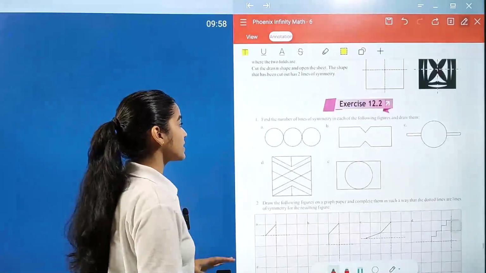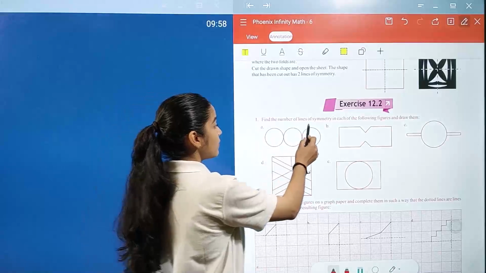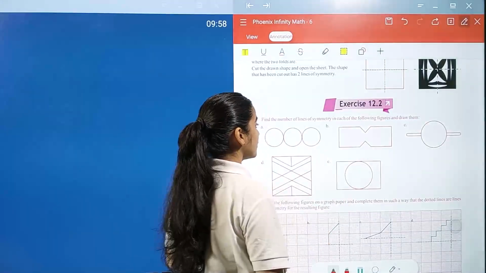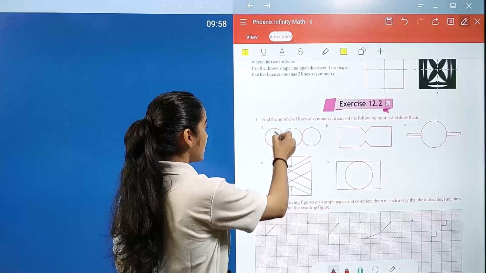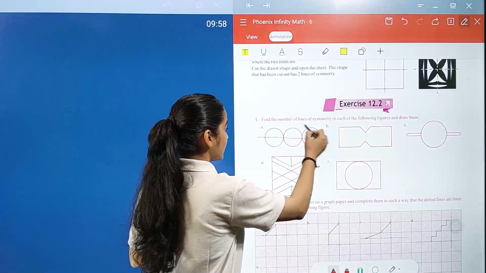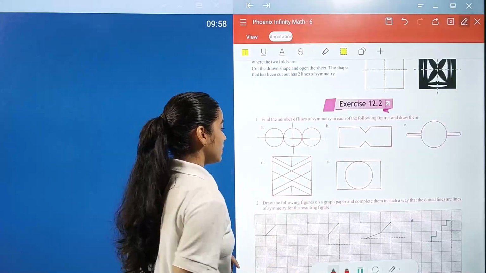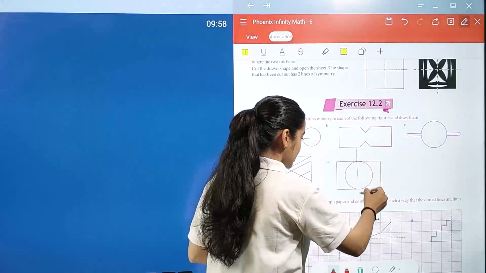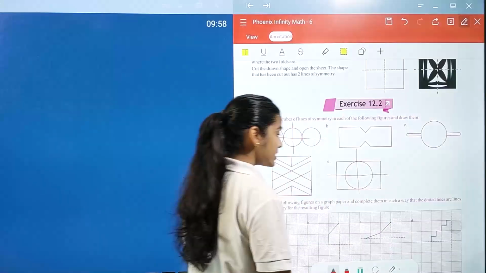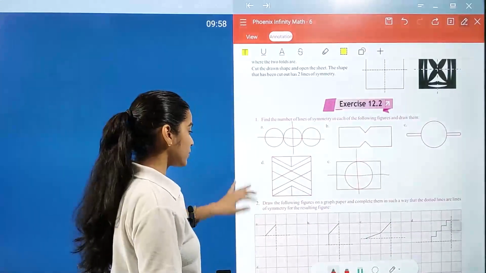So now we have Exercise 12.2. Find the number of lines of symmetry in each of the following figures and draw them. So you can divide it like this, divide it like this. Okay. For this you can do this. So it is very interesting. You can do it for the rest of the figures you have.